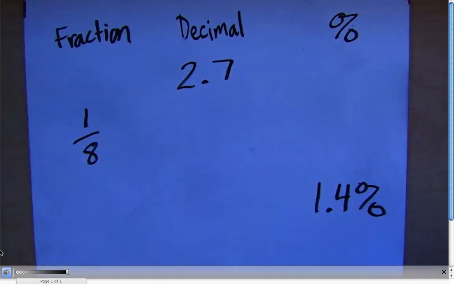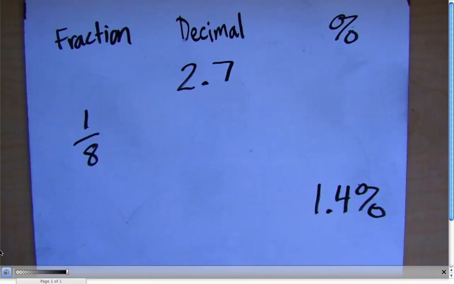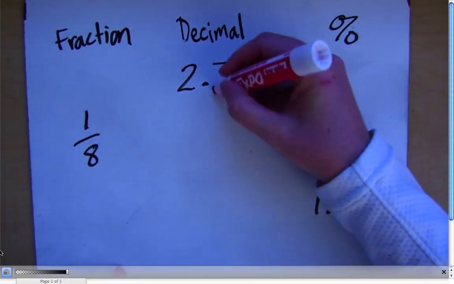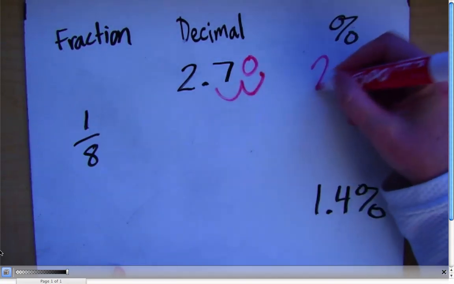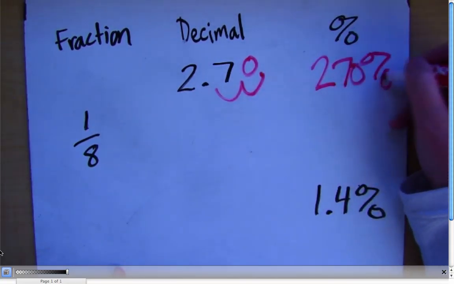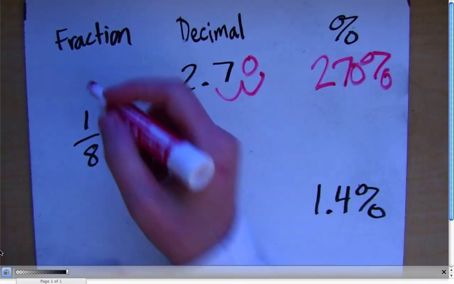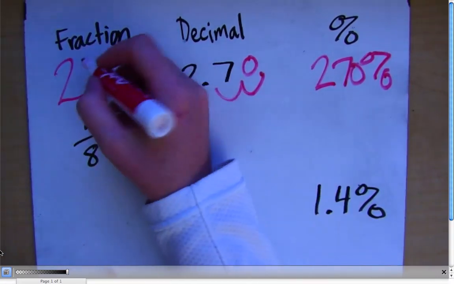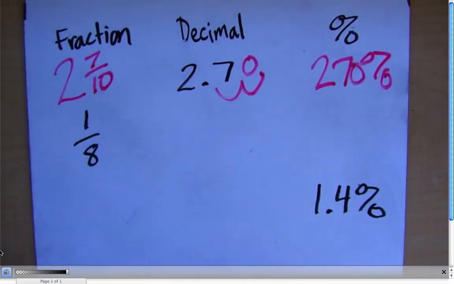All right, so let's look at these answers. Starting with the first one, the decimal. To make that a percent, remember you'd slide it over twice. So if I slid this over twice and add a 0, that's 270%. To make it a fraction, that 2 is still a 2, so it's a whole 2, and 7/10.